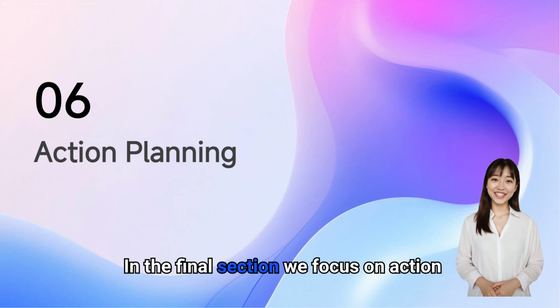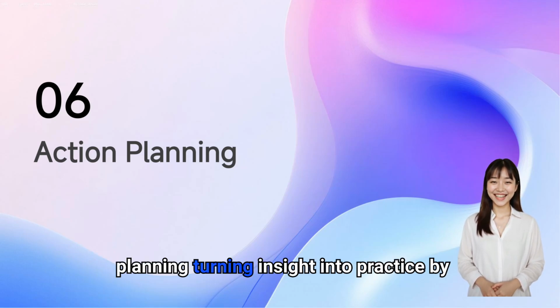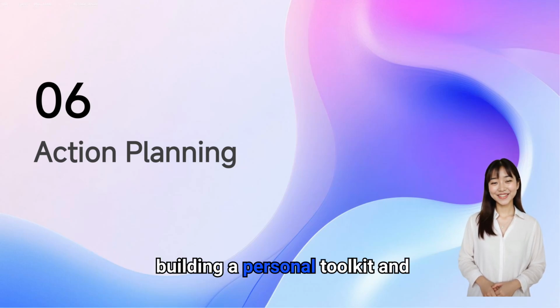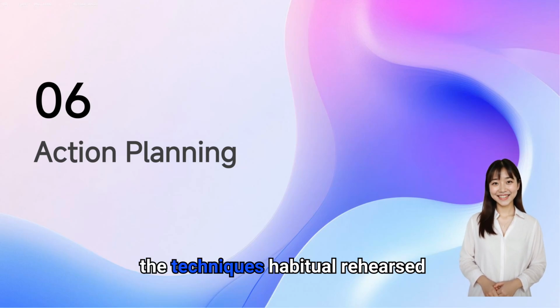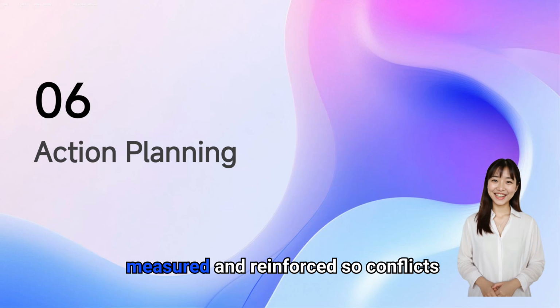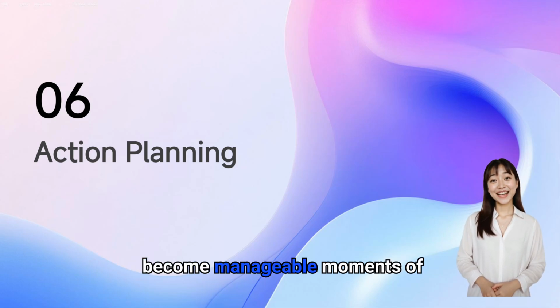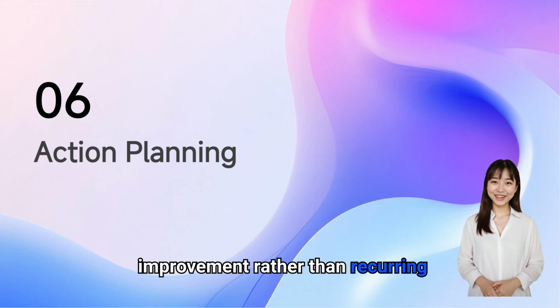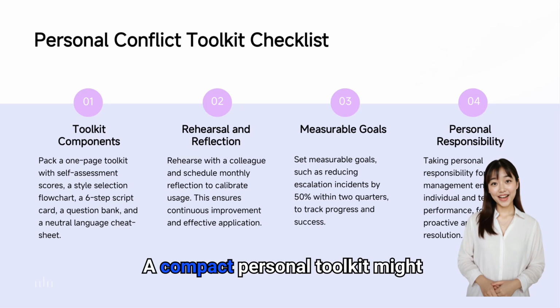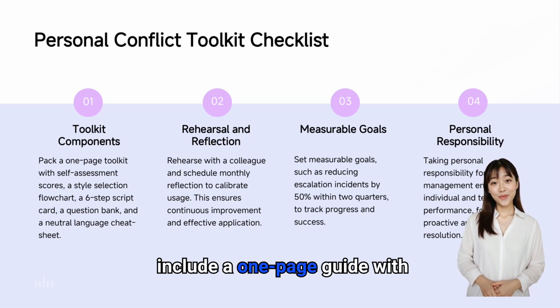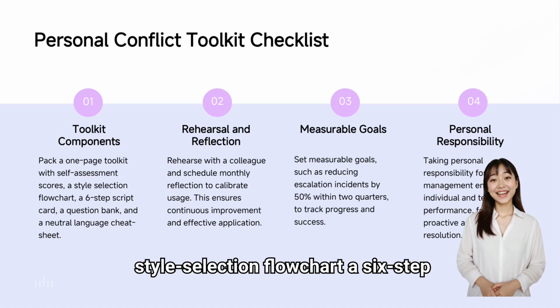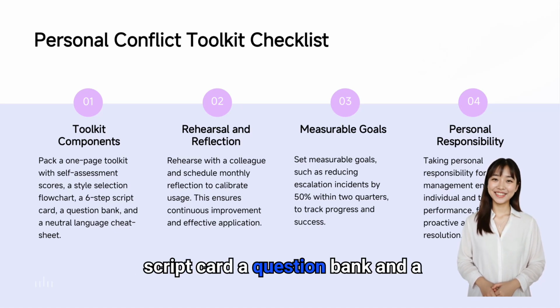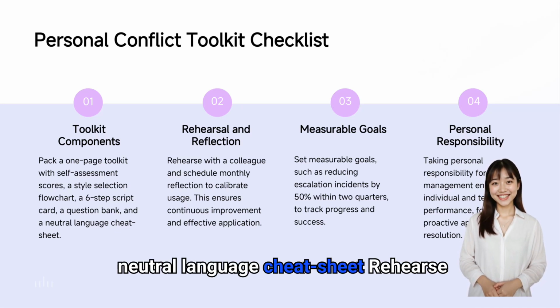In the final section, we focus on action planning, turning insight into practice by building a personal toolkit and team-level systems. The goal is to make the techniques habitual, rehearsed, measured, and reinforced so conflicts become manageable moments of improvement rather than recurring disruptions. A compact personal toolkit might include a one-page guide with self-assessment scores, a style selection flowchart, a 6-step script card, a question bank, and a neutral language cheat sheet.